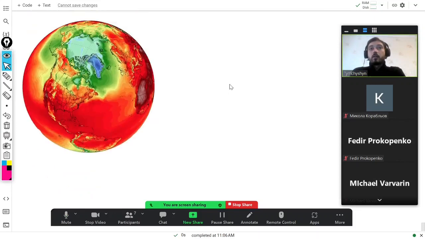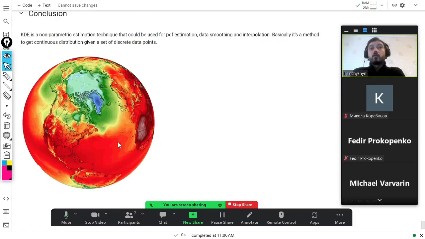Okay, and here is a nice final picture for you. I guess it's the distribution of pressure all over the Earth. So of course you might guess that we cannot measure the pressure at each point. We do that just at some special locations where we have stations that measure different parameters like temperature, pressure, and so on. But if we want to estimate the distribution all over the globe, we should perform that by some methods, maybe even KDE.